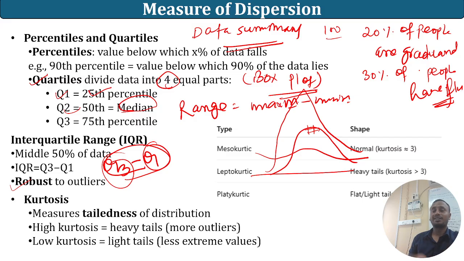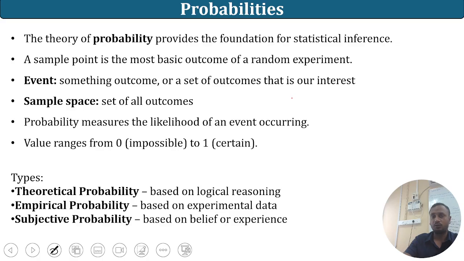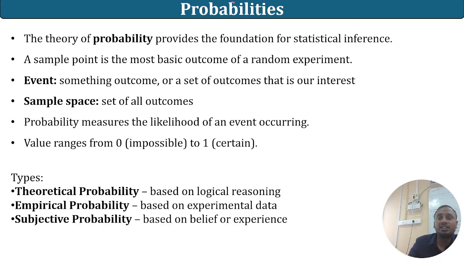Whenever we go to statistics, we should know that without probability, statistics is nothing. So we have to start with probability also. So now we'll see probability. The theory of that is probability. It's going to be the foundation for statistical inference. Without probability, we can't go ahead with statistics.